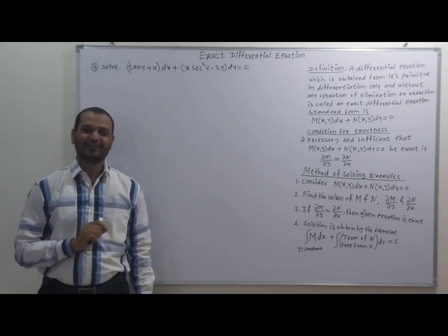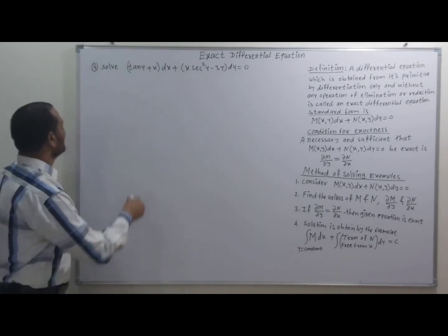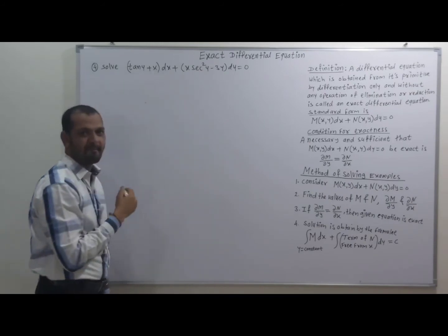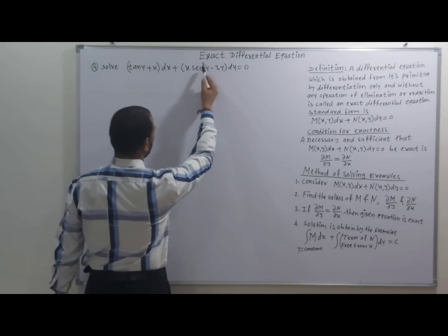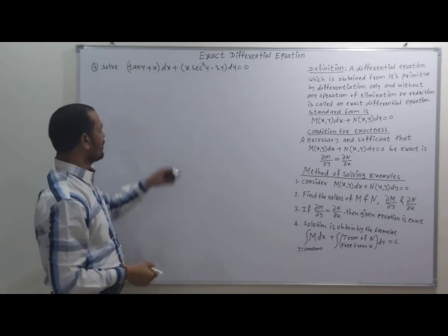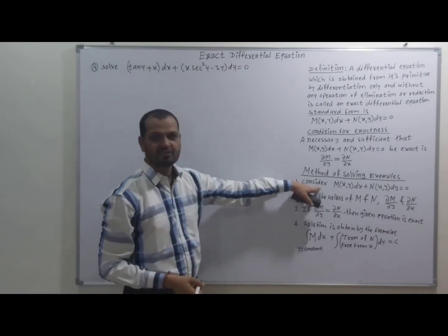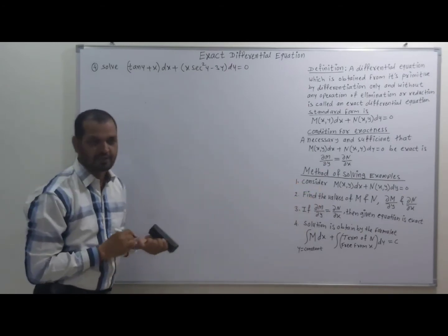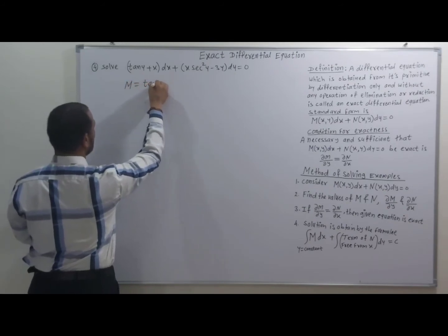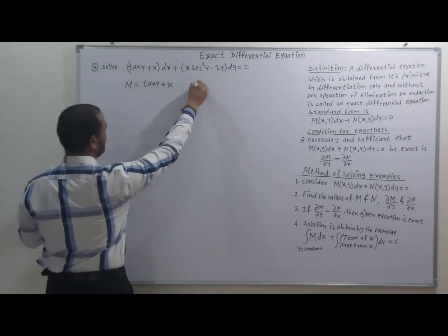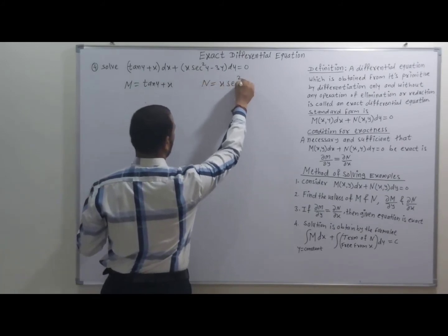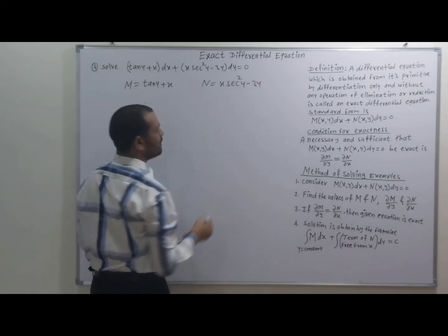Now friends, the fourth example of this video lecture is solve tan y plus x dx plus x sec square y minus 3y dy is equal to 0. So already friends, this example is in our standard form for solving the exact differential equation. So here directly value of m is given, which is tan y plus x, and that of n is given as x sec square y minus 3y.